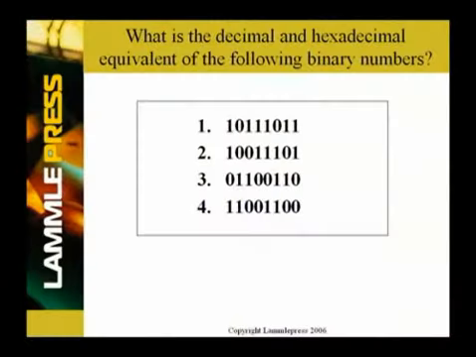Let's take a look at another screen and do a little more practice on 3 more examples. What is the decimal and hexadecimal equivalent of the following binary numbers? So we have to add these up. Let's first do decimal, and then we'll do hexadecimal. On this top one here, again, I like to start at my largest number. 128 and 32 is 160, plus 16 is 176, plus 8 is 184, plus 2 is 186, plus 1 is 187. So my decimal is 187.